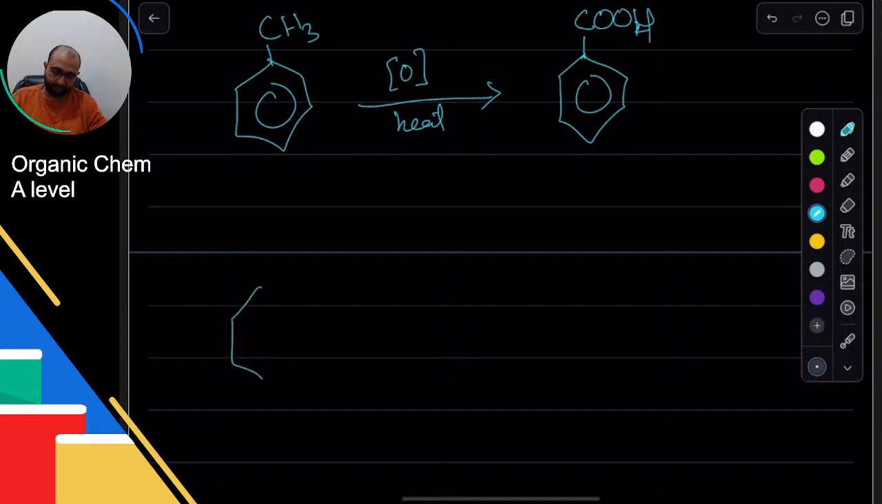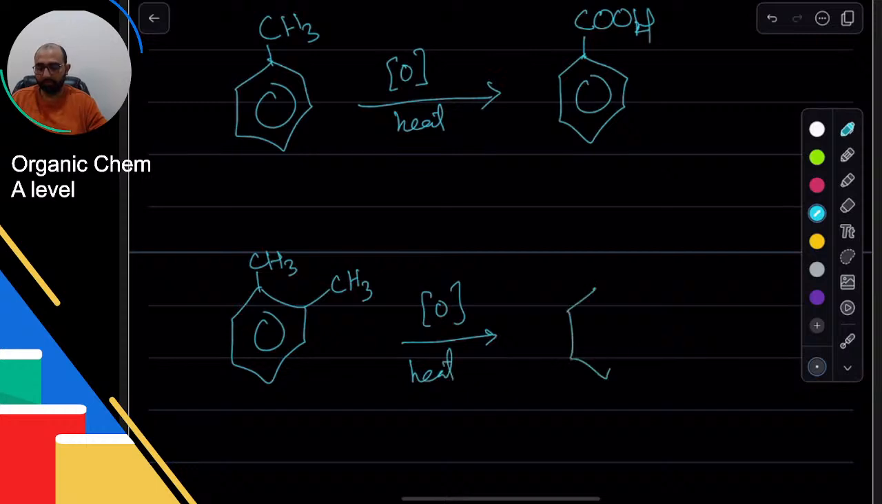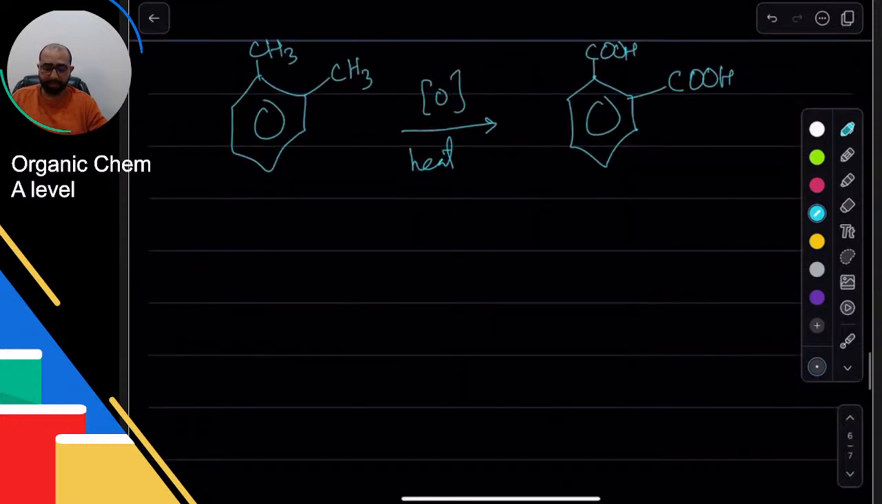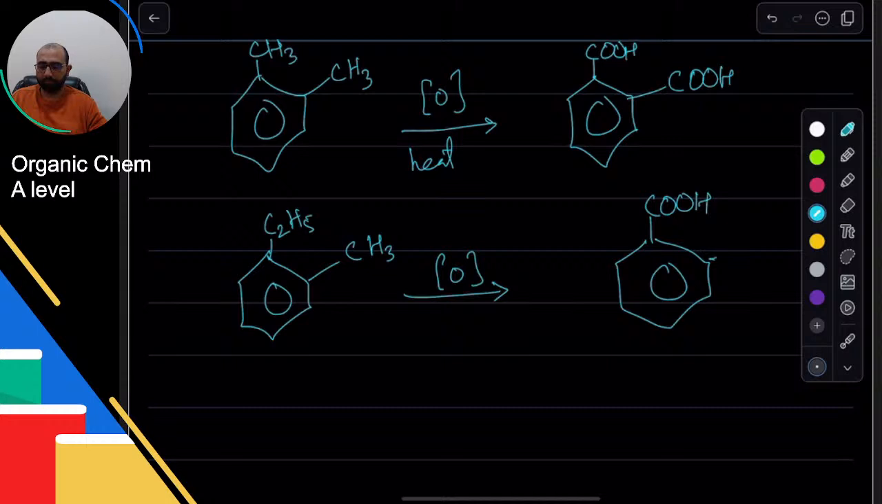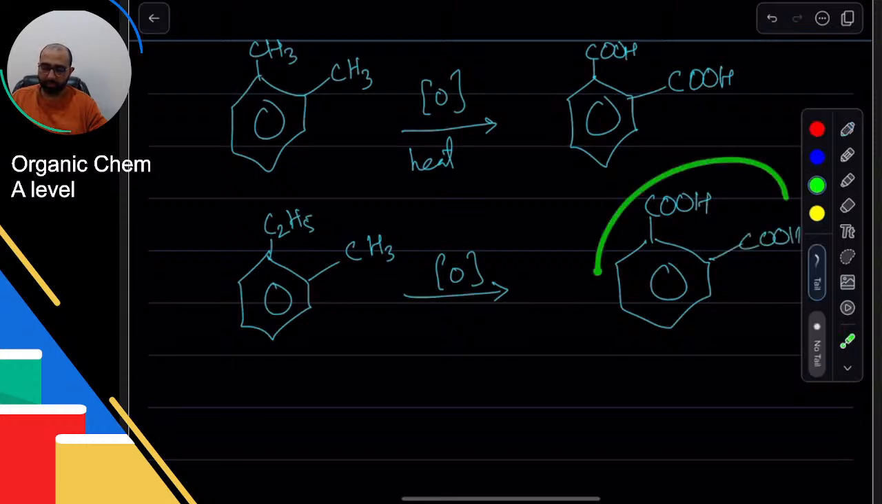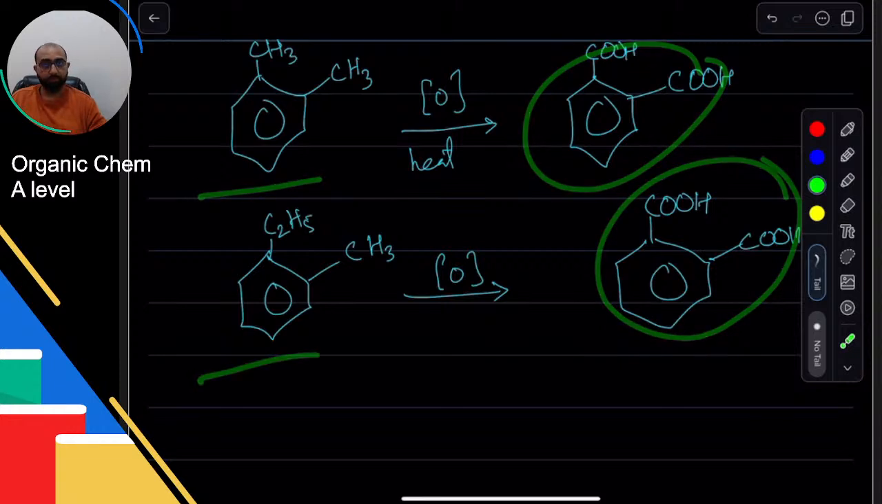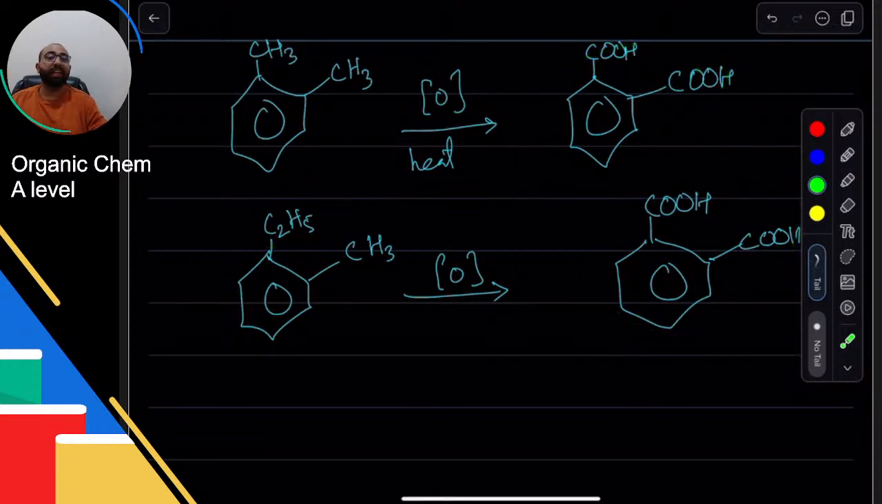Let's try one more. What if I had CH3 here and CH3 here? Same thing. Both of them will oxidize. COOH here, COOH here. What if I had C2H5 and CH3? Same thing. And I'm only talking about this product, COOH here, COOH here. Notice that I'm able to make this and this from the same compounds. This had more carbons. That chain will oxidize on its own. It will not be attached to benzene anymore.